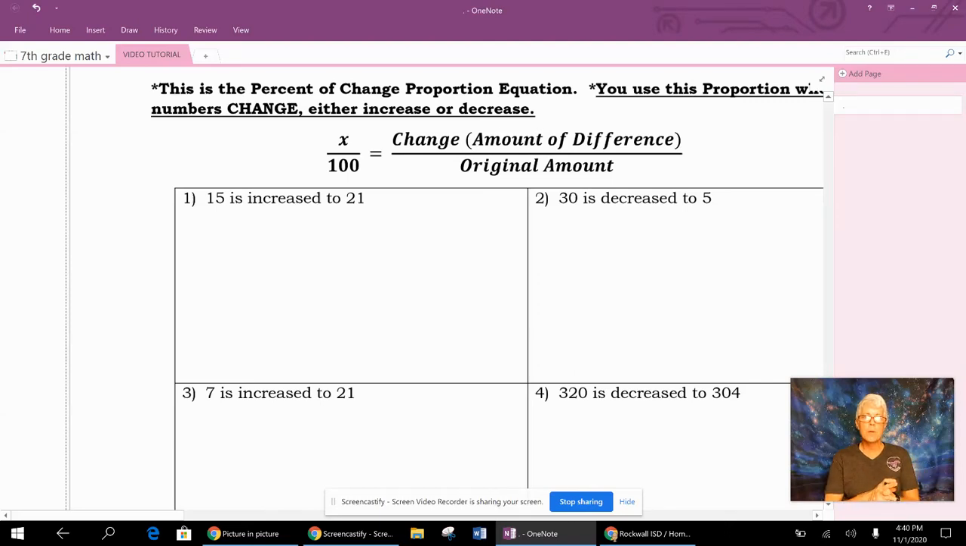Hey guys, today we're going to be finishing up Unit 4. We're going to be doing the very last lesson, and it's percent change. And I have a cute story about percent change.